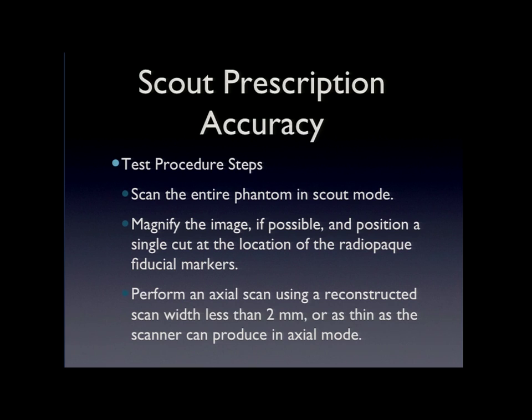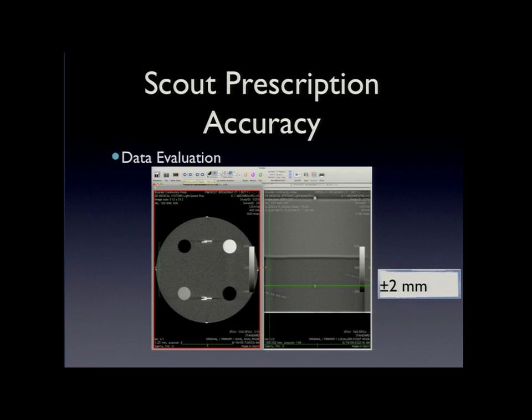And then you perform an axial scan using a reconstructed scan width of 2 millimeters or as thin as the scanner will do. A lot of the older scanners are limited in how small you can go, and some of the others you can get smaller. Here's an example: we have our axial image here to show that we're in the right position, and then we can measure across that and verify that when I put that in at slice 0 and do an axial scan there, that's exactly the location of my phantom on the image that we get.